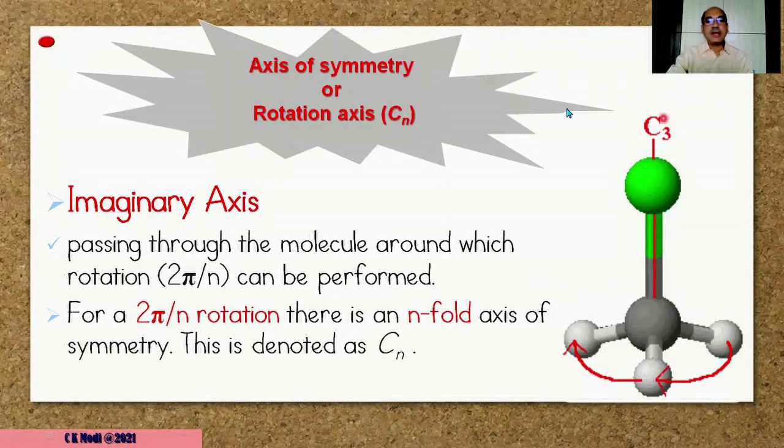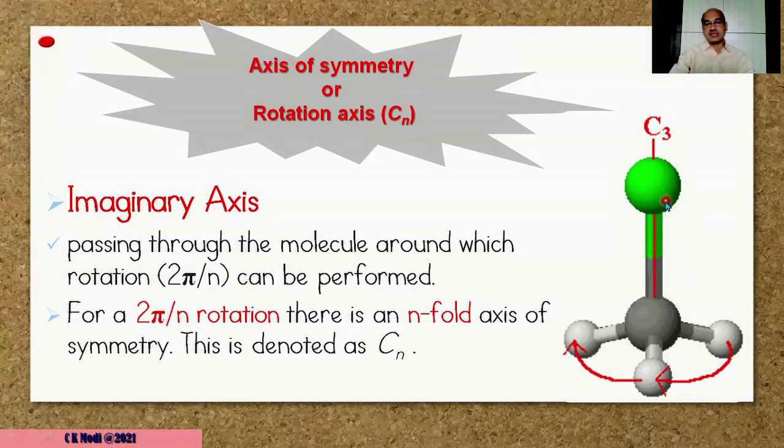Now the third symmetry element is called axis of symmetry or rotation axis, which is symbolized by Cn. This axis of symmetry or rotation axis is an imaginary axis. Look at this image, where this imaginary axis passes through the center of the molecule, around which the rotation can be performed.